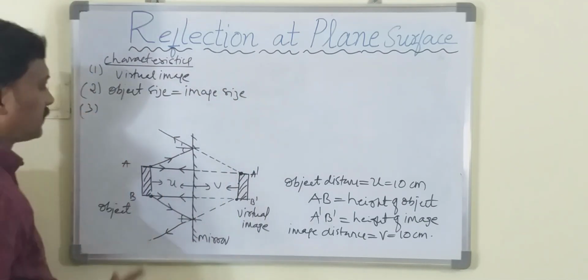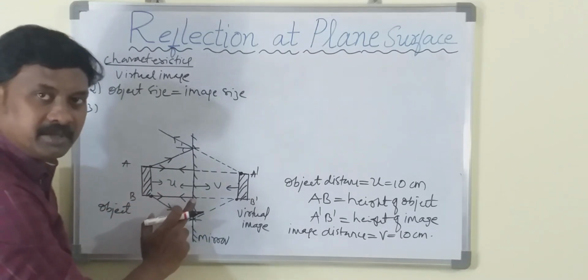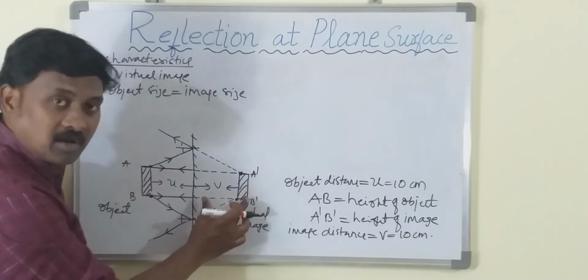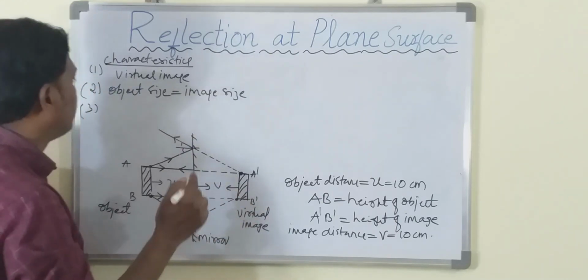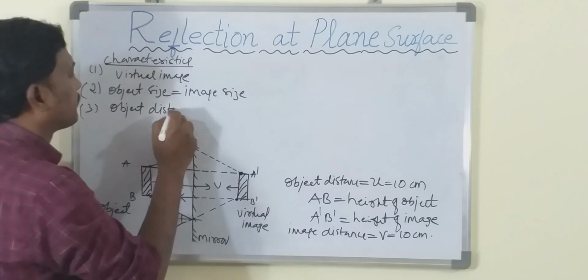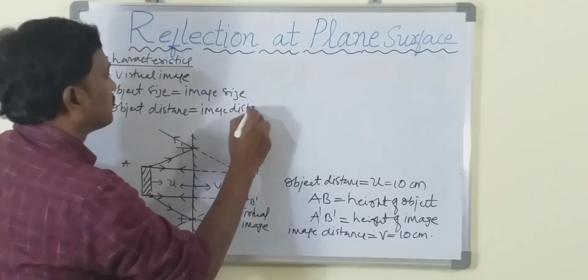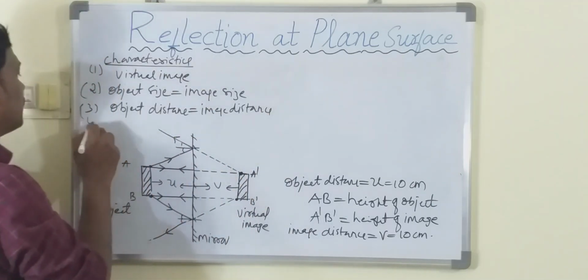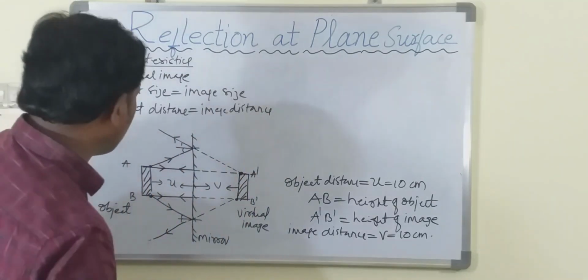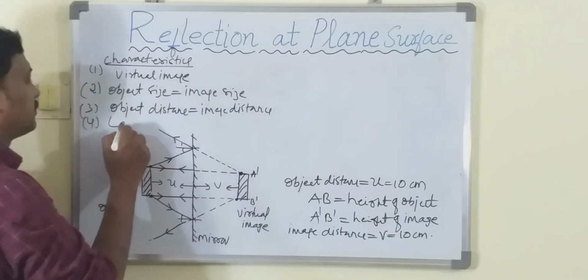And thirdly, look at the distance. The distance of the object from the mirror, that is U. And the distance of the image from the mirror, that is V. So object distance is equal to image distance. And next you can see that this is a lateral inversion.